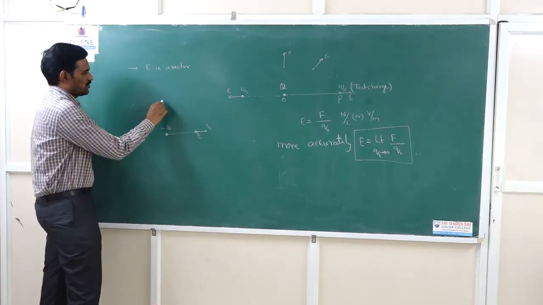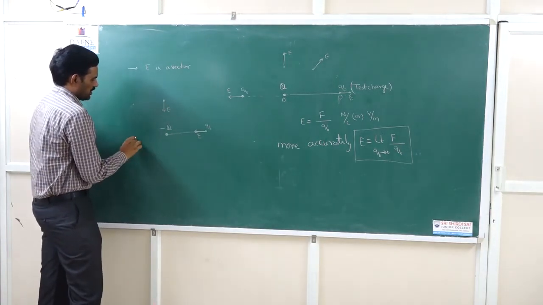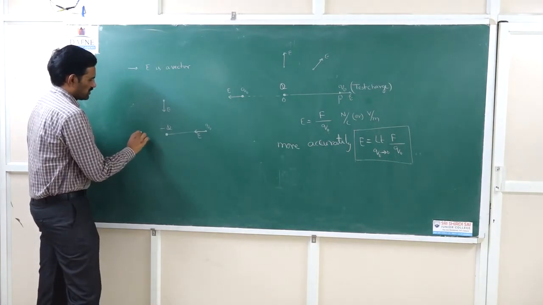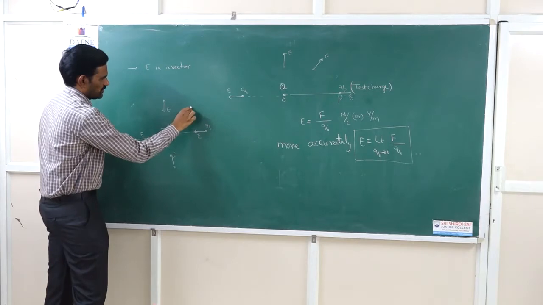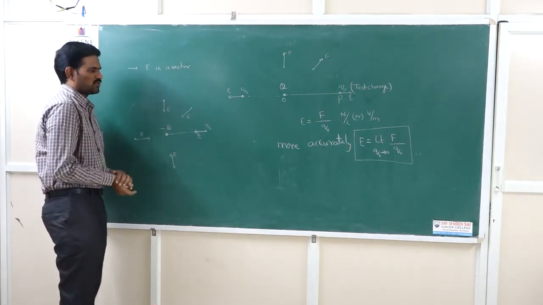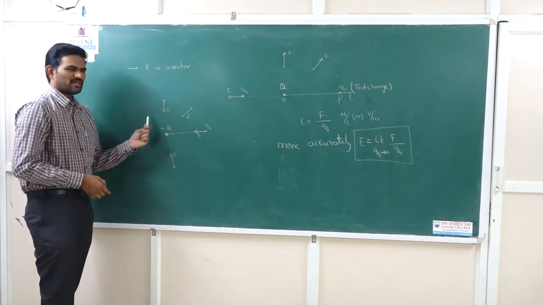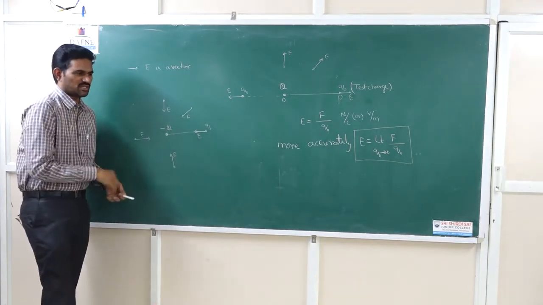Like that, anywhere you may place it here, it will come towards the charge. If you place it here, it will move like this. Anywhere you place it, it will move like this. So from this, what we can conclude is that the direction of the electric field due to the negative charge is towards the charge.